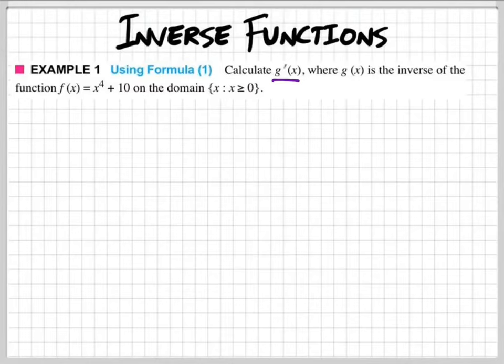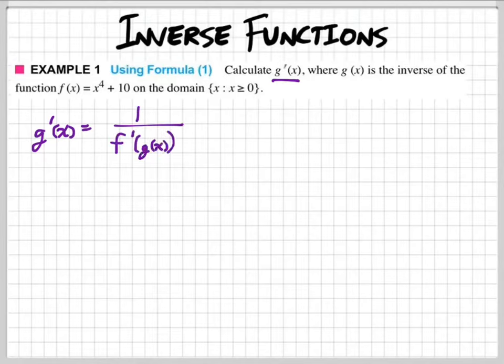So we have to know what g is. G is the inverse of this guy right here on the domain of blah, blah, blah. Now, it has to say this in order for the inverse to exist. And so let's first take our formula. So if we wanted to find g prime of x, we would use our formula, which is 1 over f prime of g of x.